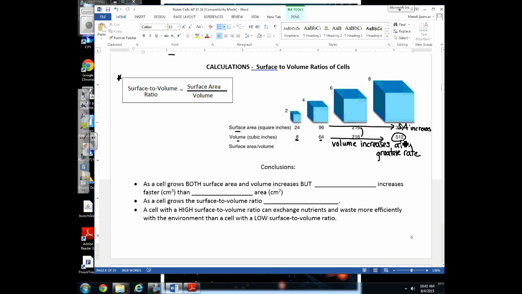Now, the reason why this occurs is because when you calculate surface area, you're squaring a number. When you have a number and it represents surface area, that's why we put units, and we put that square behind it. When you calculate volume, you're cubing numbers. So we report the units of volume with a 3, cubed. If you're squaring a number, it's going to increase. But if you're cubing that same number, it's going to increase at a greater rate. As a cell grows, both surface area and volume increase, but volume increases faster than surface area.